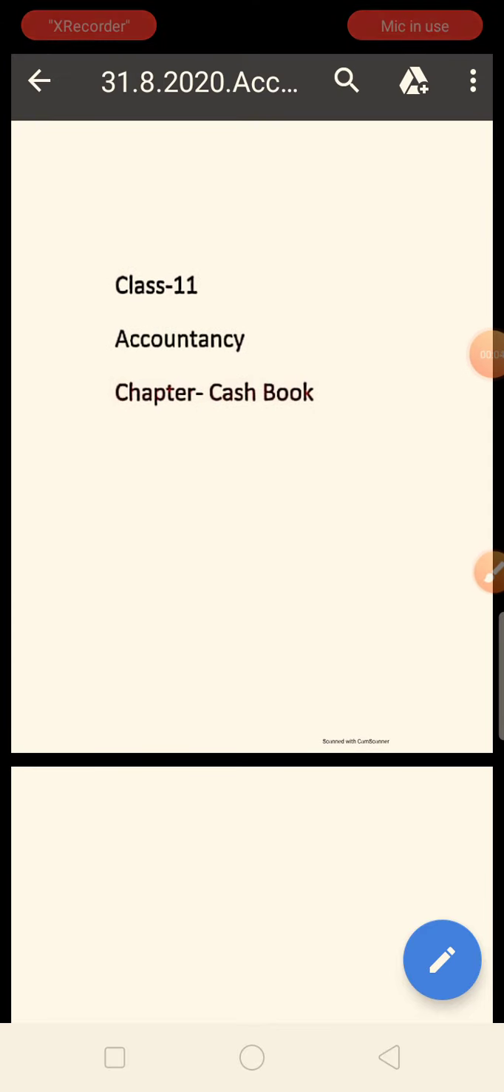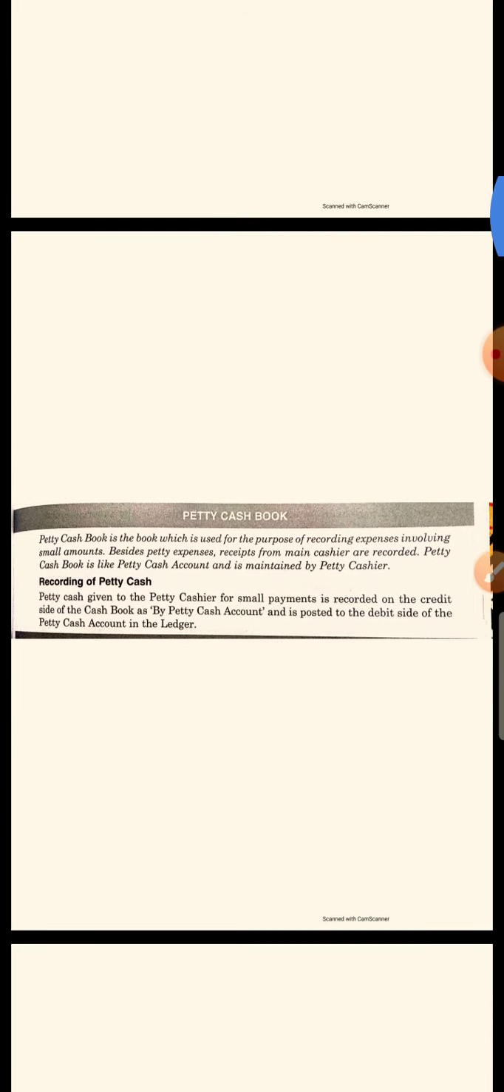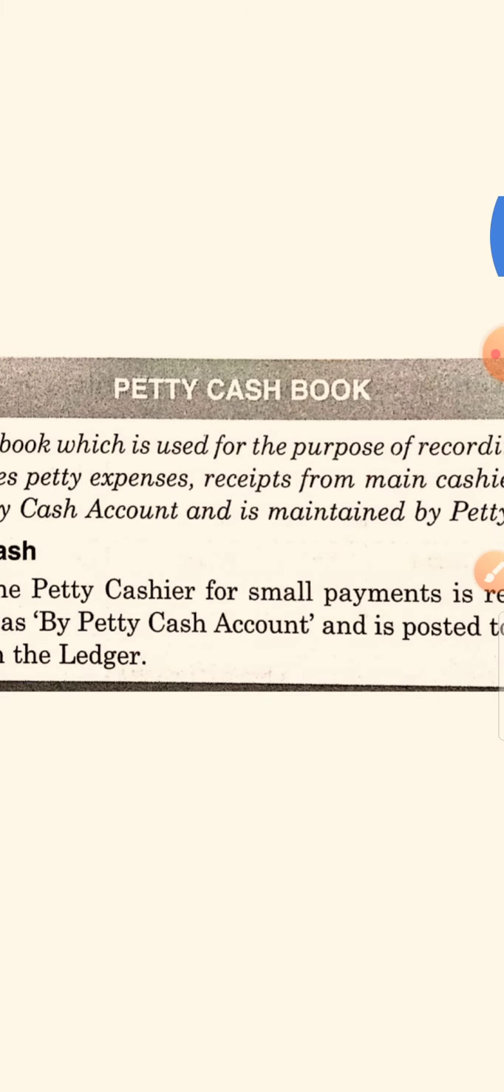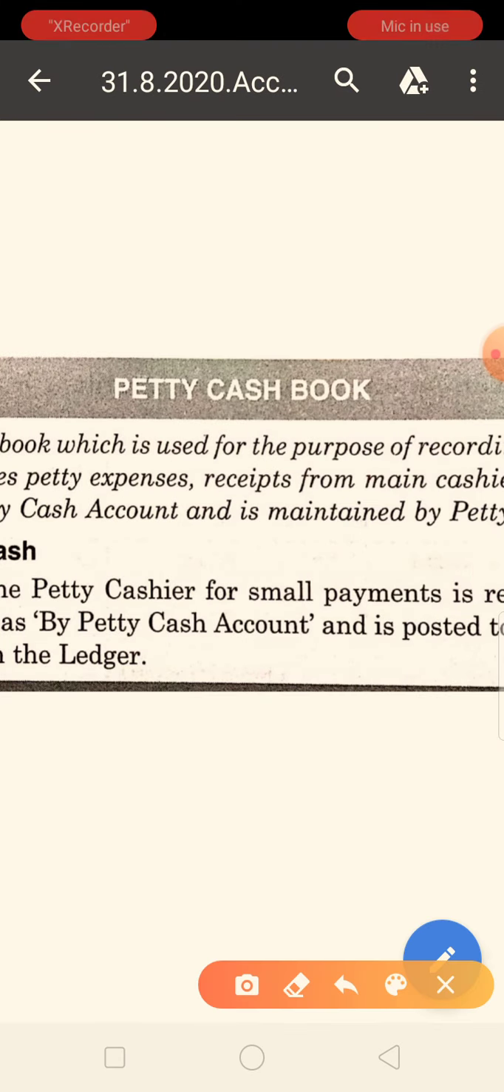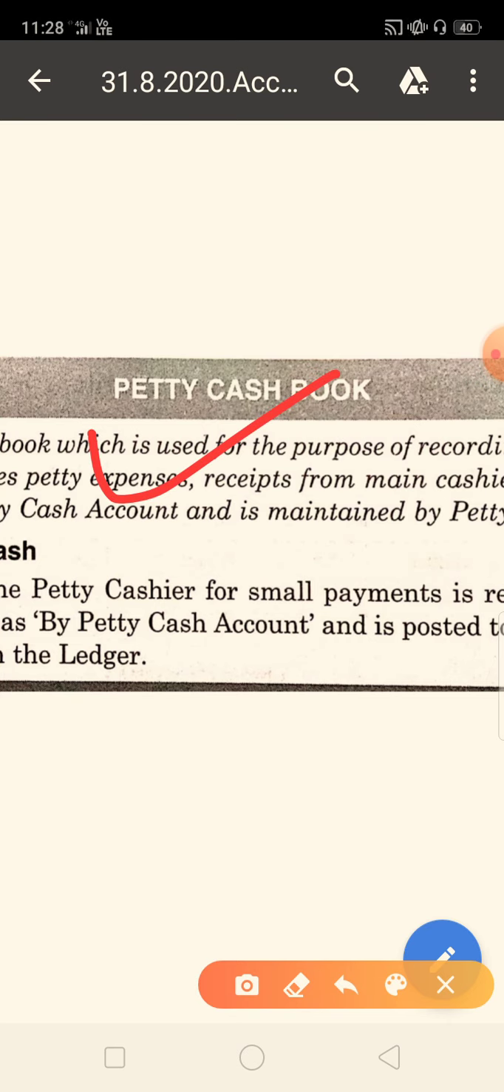Dear student, as you know, at present the cash book chapter is going on, and today we will learn a new topic. The new topic name is, my dear student, petty cash book. What is the meaning of the petty cash book and why do we prepare it? Today we will learn that and how we can prepare the petty cash book. All these topics we can cover in this video, my dear student.